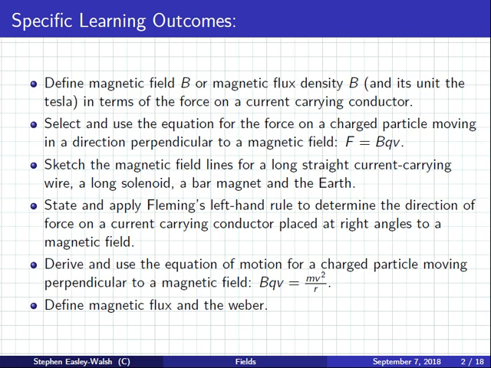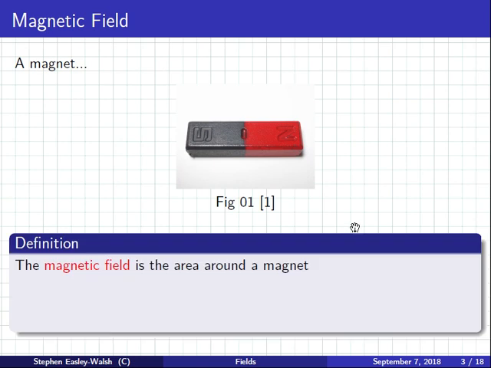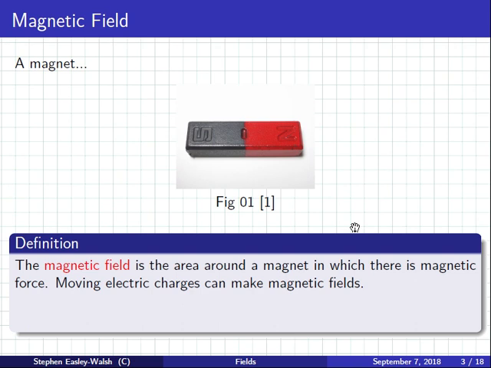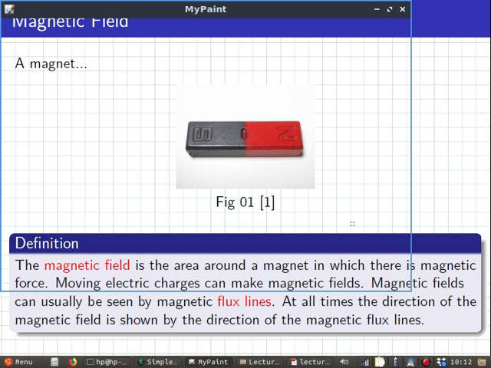A lot. Okay. So, a magnet. So this is a magnet. You know this word? Yes. So what is a magnetic field? A magnetic field is the area around a magnet in which there's a magnetic force. Moving electric charges can make magnetic fields. Magnetic fields can usually be seen by magnetic flux lines. The direction of the magnetic field is shown by the direction of the flux lines. I should write that? Yeah, in a second, don't worry. I just want to draw here what I mean.